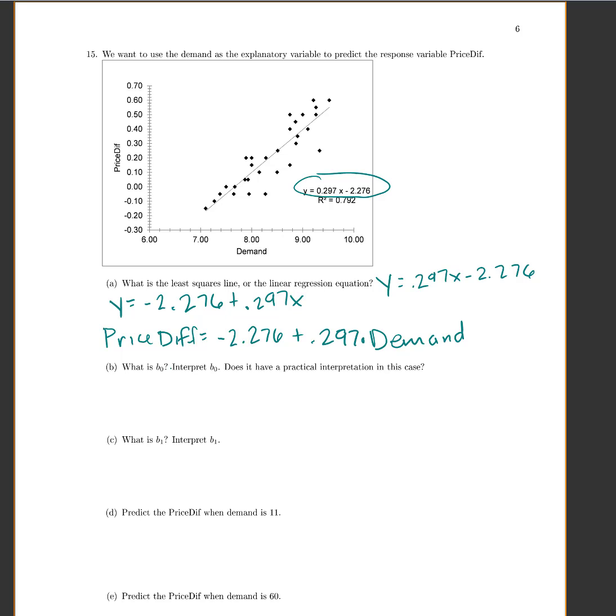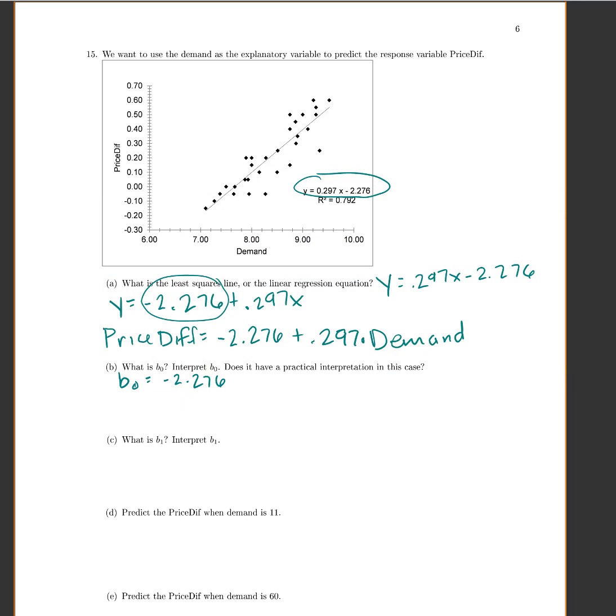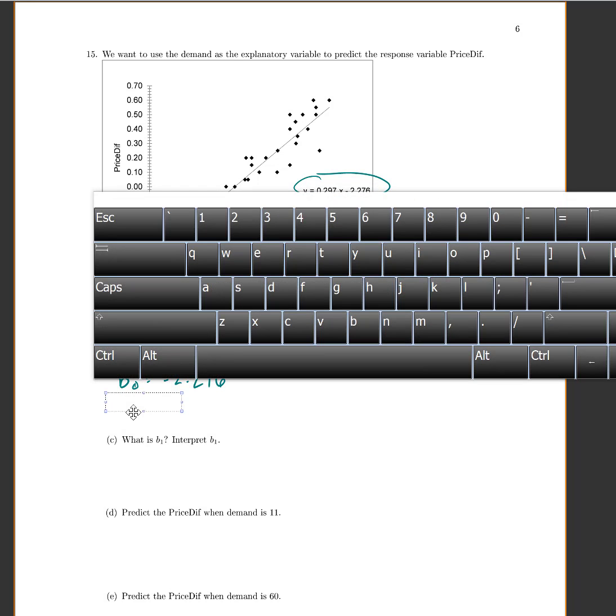Now, what is B0? What is our intercept, and interpret it. Does it have a practical interpretation? B0 is the notation that we use for our intercept, which is the number that's always by itself. So B0 is equal to negative 2.276. What does this mean? The intercept is always telling us, if x is 0, what is y?